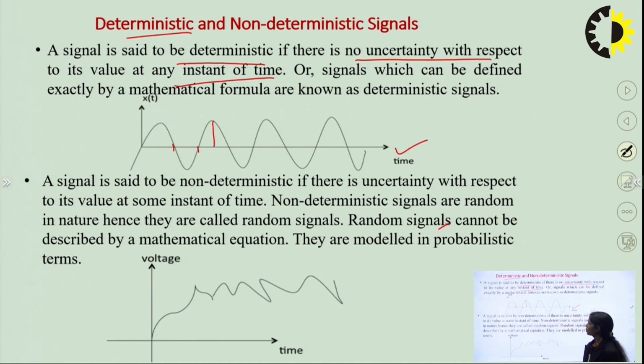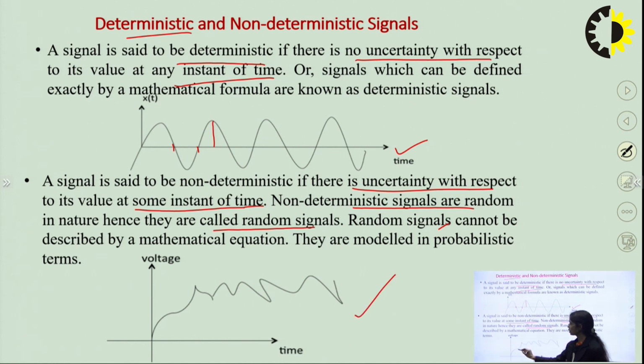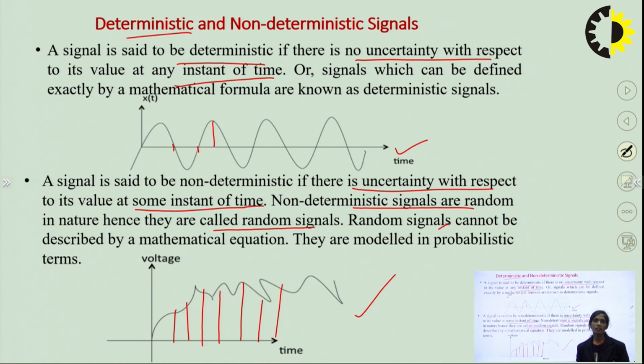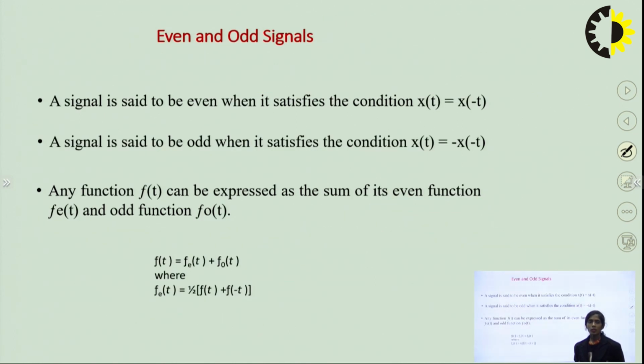But if we talk about the non-deterministic signal, it is uncertain and its value cannot be predicted at any instant of time. So non-deterministic signals are basically random in nature, and these random signals are not easily represented by any mathematical equation. They can be represented like this. This is random in nature. We have different amplitudes of the signal at different instants of time, which does not have any periodicity or any symmetrical nature. Now next comes the even and odd signal.